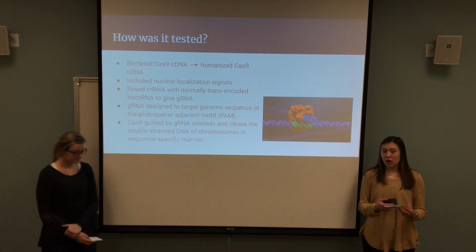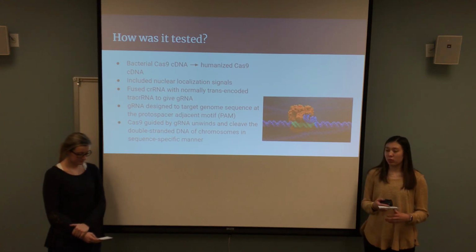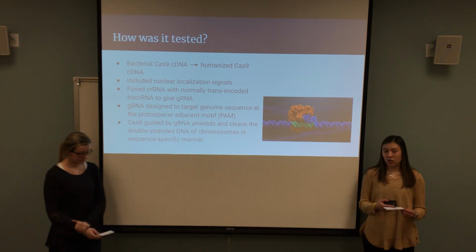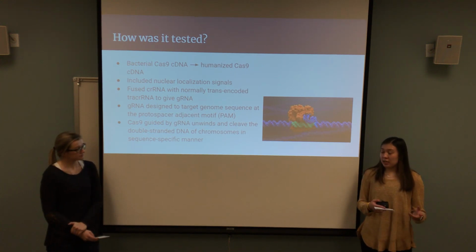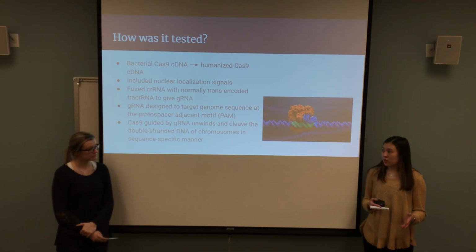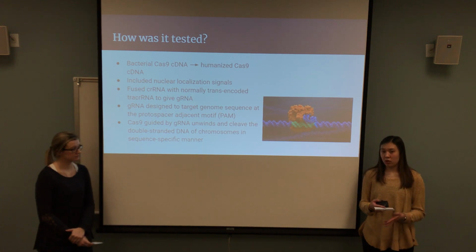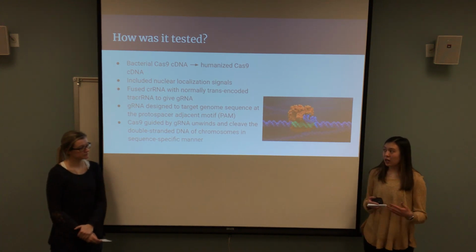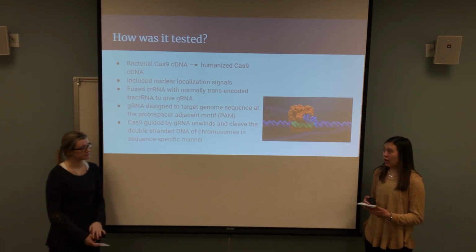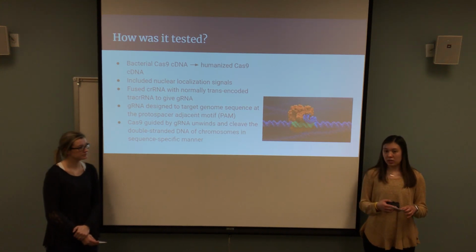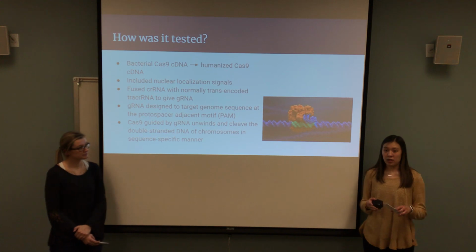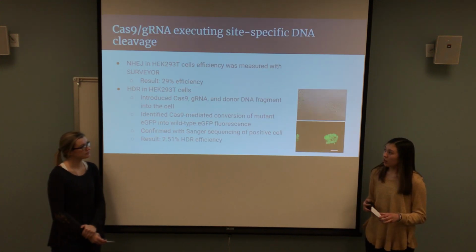They then fused crRNA, which is CRISPR RNA, with normally trans-encoded tracrRNA to give the gRNA. The gRNA is designed to target the genome sequence at the protospacer adjacent motif. The Cas9, which is guided by the gRNA, unwinds and cleaves the double-stranded DNA of chromosomes in a sequence-specific manner, as described in the mechanism previously.